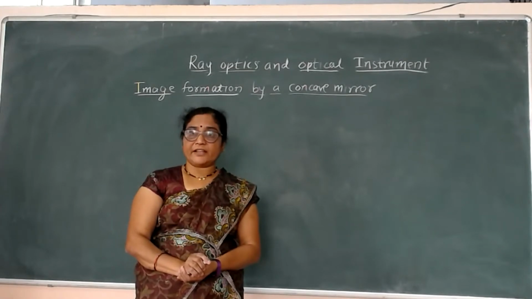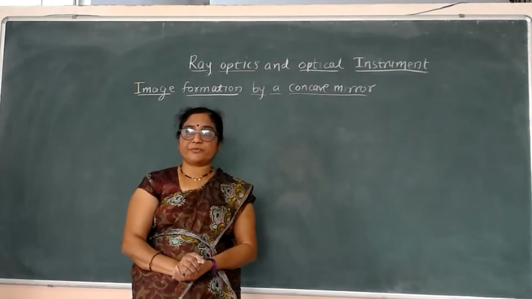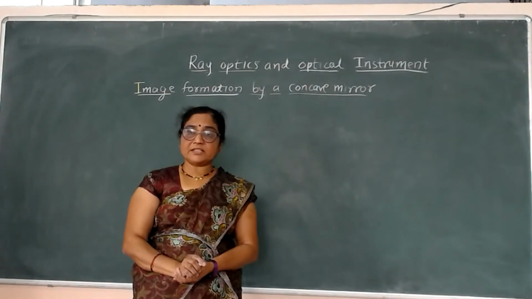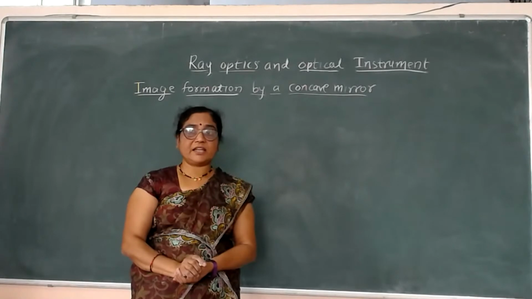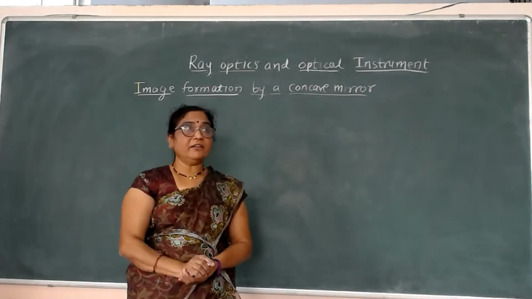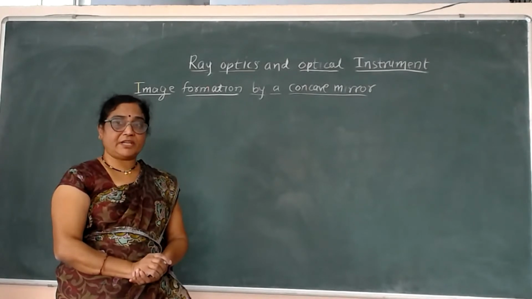According to the Cartesian sign convention, we know that all distances are measured from the pole, distance above the principal axis is taken to be positive and distance below the principal axis is taken to be negative, and directions are taken to be positive in the same direction as the incident ray.